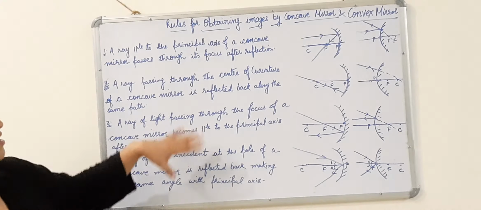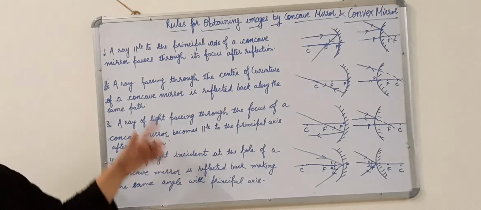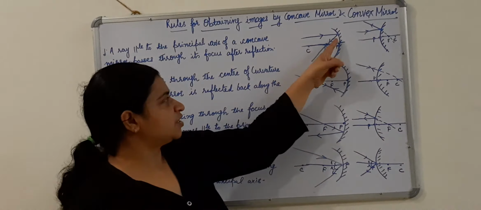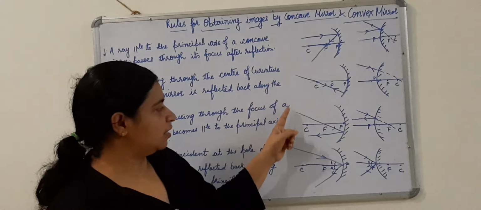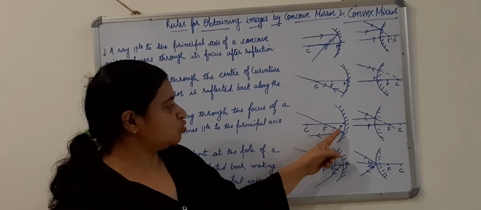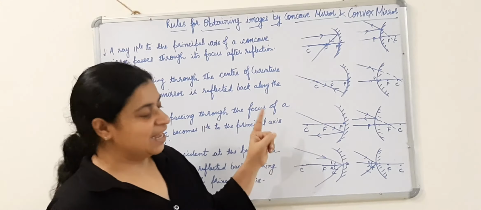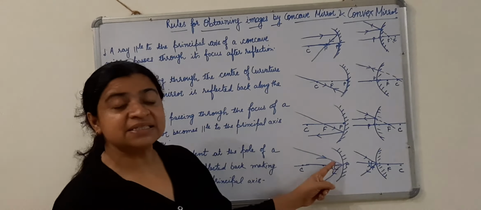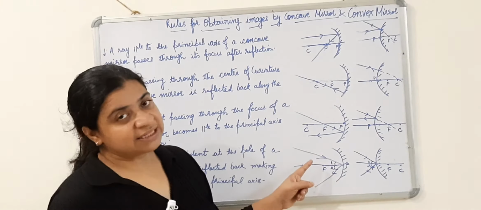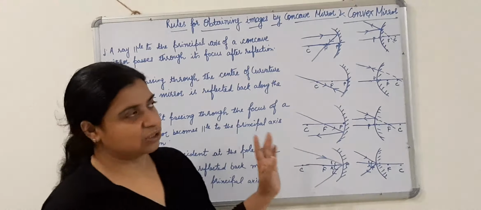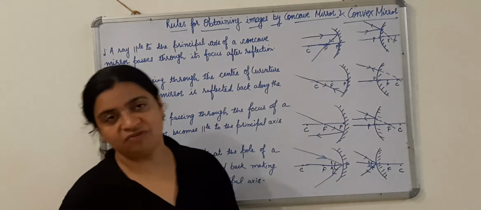Okay, so let us do a recap of these rules. A ray which is parallel to the principal axis, after reflection it will pass through the focus. Any ray of light which passes through the center of curvature, it will retrace its path back. Any ray of light which is passing through the focus, after reflection it will be parallel to the principal axis. Any ray of light which is directly incident on the pole, it will make the same angle as that of incidence with the principal axis. Okay, so these are the rules we have followed here.